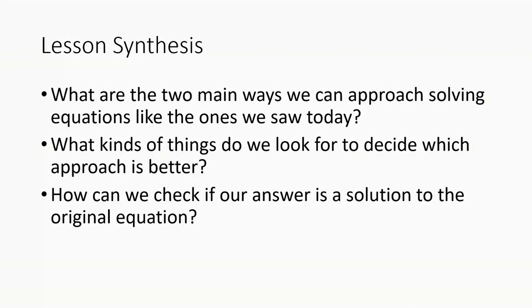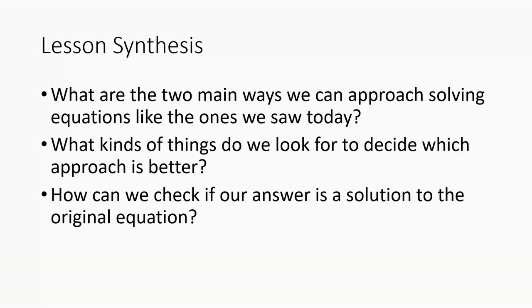The second question, what kinds of things do we look for to decide which one is better? Well, if you know that you can get rid of fractions or if you can get rid of decimals, then you know to do division, or whichever way you think will make it easier. For example, if you know that both numbers are even and you feel like dividing will make your life easier, then you go for it. Look for even numbers, look for ways to cancel out decimals, look for ways to get rid of fractions.